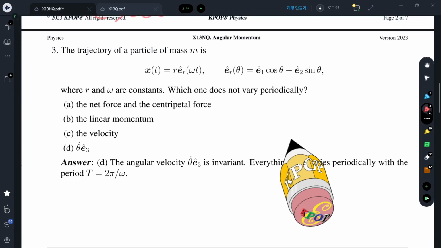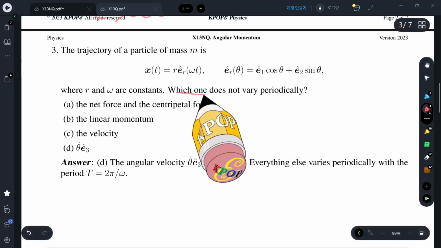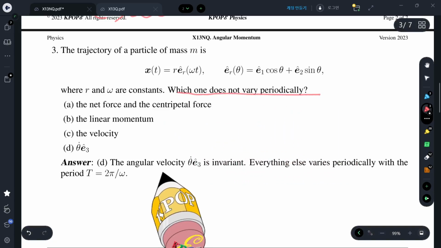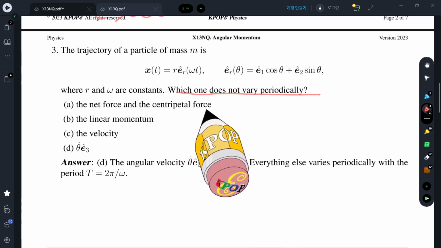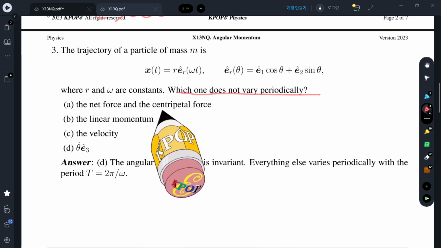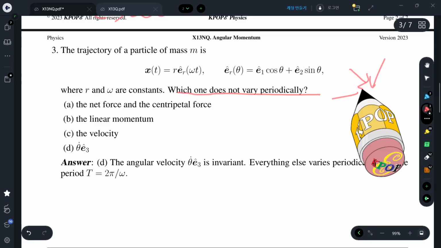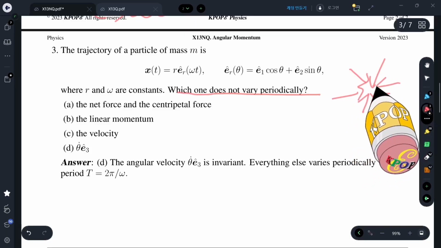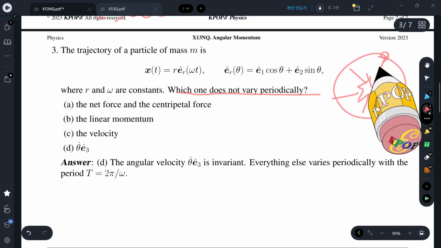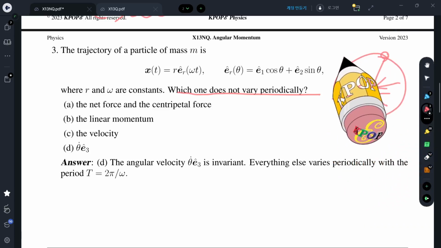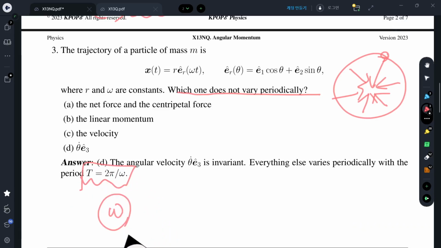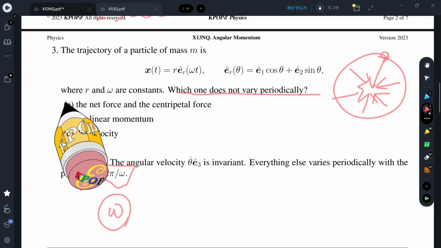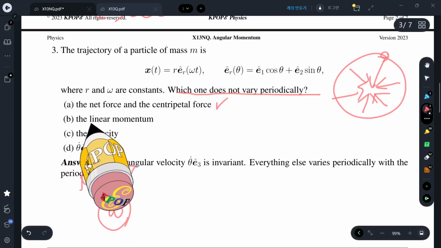Again, the same problem. Which one does not vary periodically? Net force and centripetal force, in this case, are the same. It changes and returns to the same point, and with the angular frequency omega, the period is 2 pi over omega. Okay, they are periodic. Linear momentum.